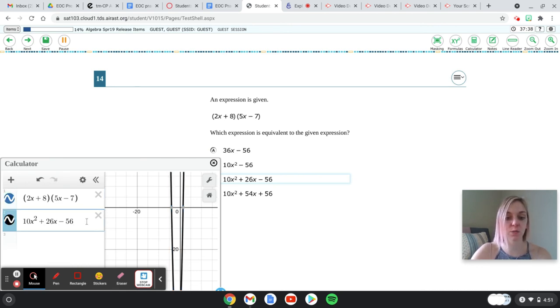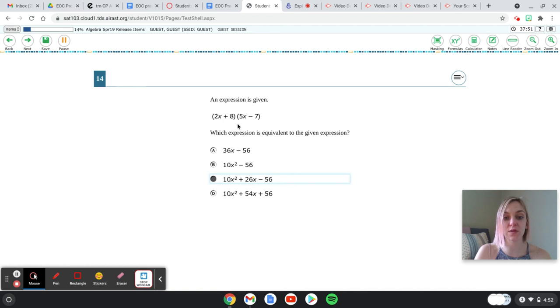So I had 10x squared minus 54x plus 56. Those two don't overlap perfectly. So C is my answer because C overlapped perfectly with the expression that was given to me.